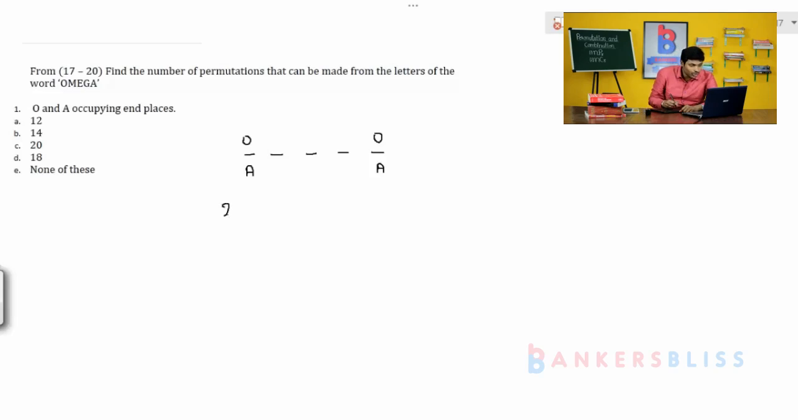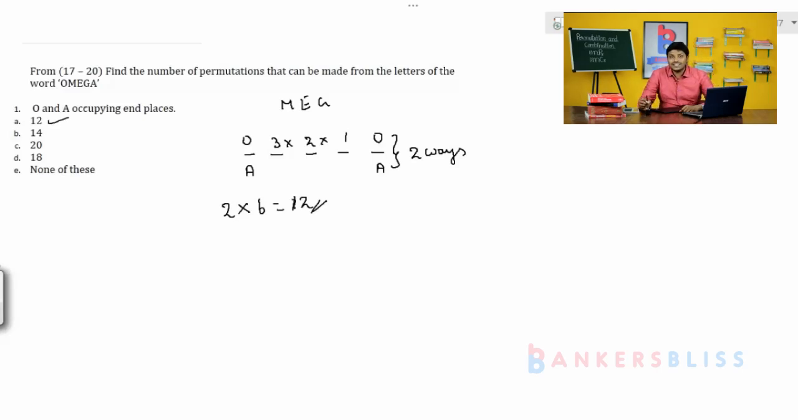So how many ways do you have? 2 ways for O and A. Next, M, E, G. How many letters? 3 letters, so they can be filled in 3 factorial ways. 6 times 2 is equal to 12 ways. So option A is the right answer.